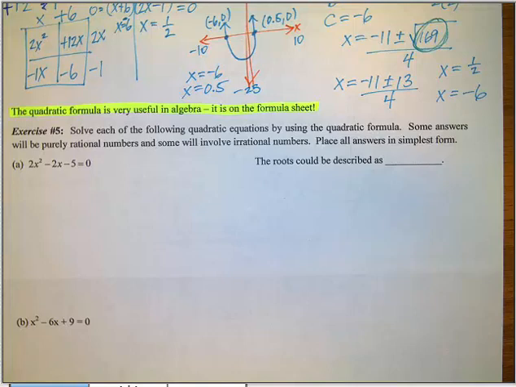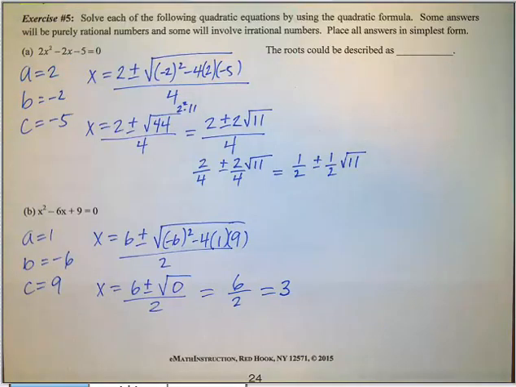So we're going to solve each of the following quadratic equations by using the quadratic formula. Some answers will be purely rational numbers and some will involve irrational numbers. So we are going to place all our answers in simplest radical form, if there is a radical. So why don't you pause the video and do A and B, and then we will describe the roots. All right, well, hopefully these are the answers you got for part A and part B. Let's look at the roots and how we're going to describe them.